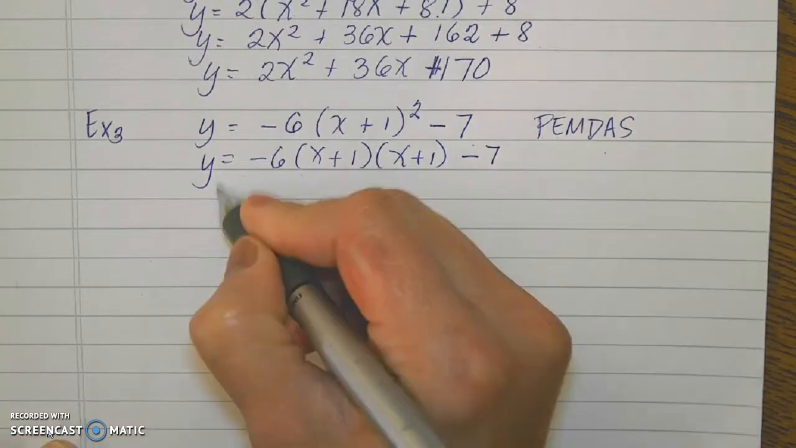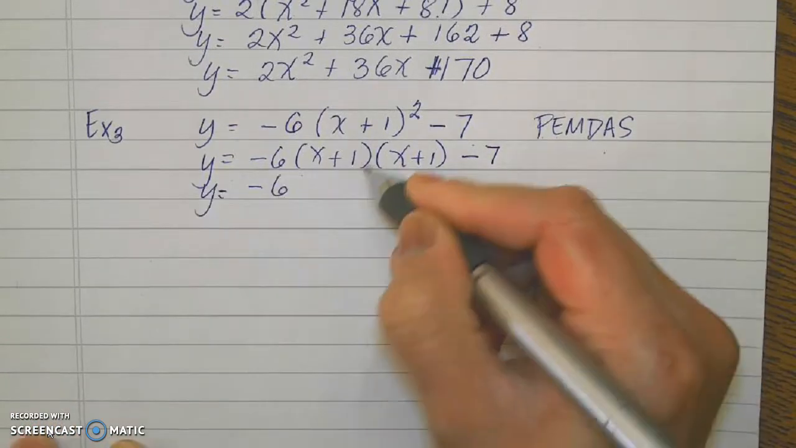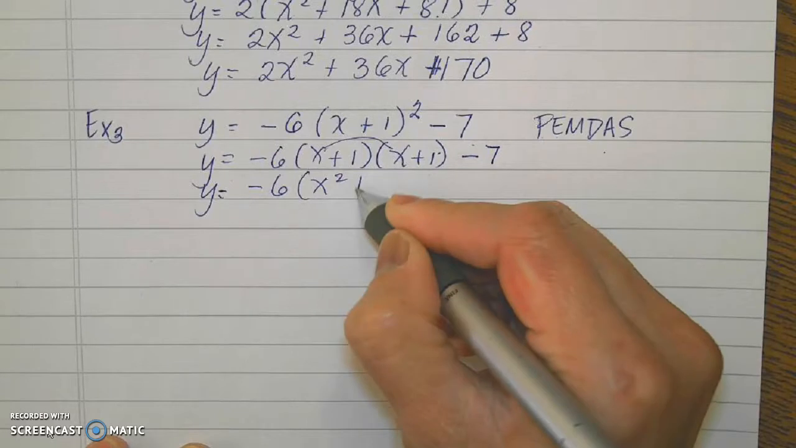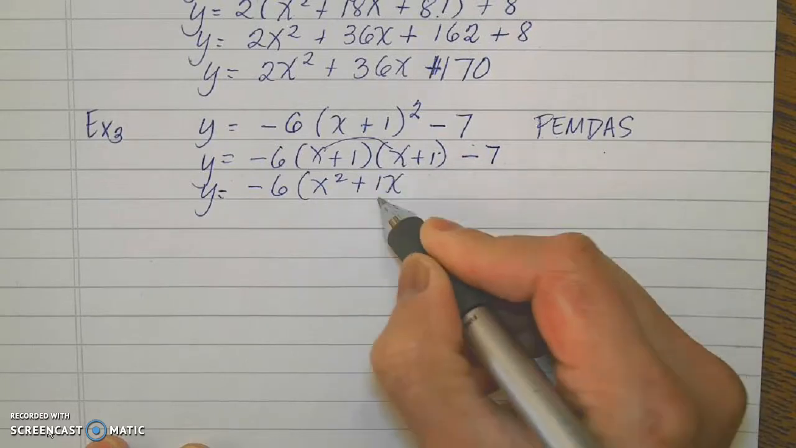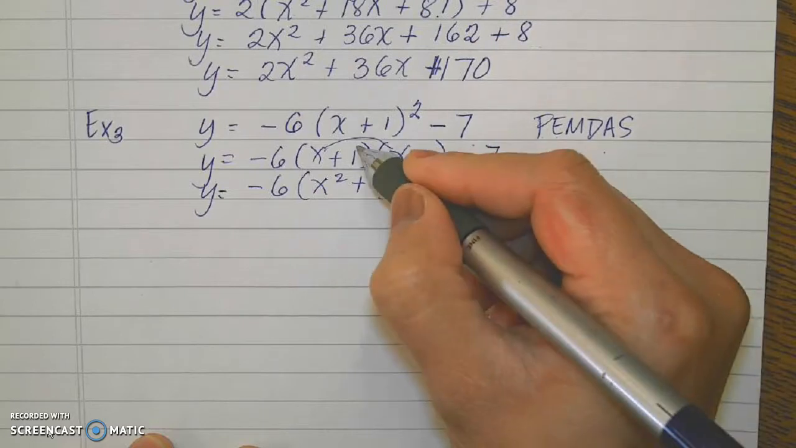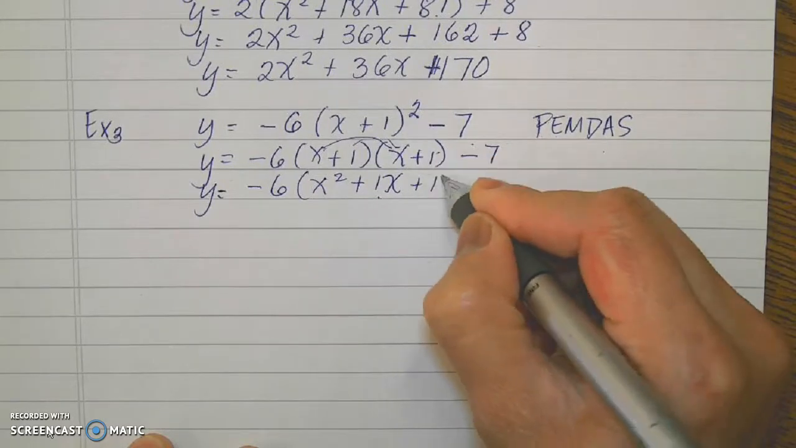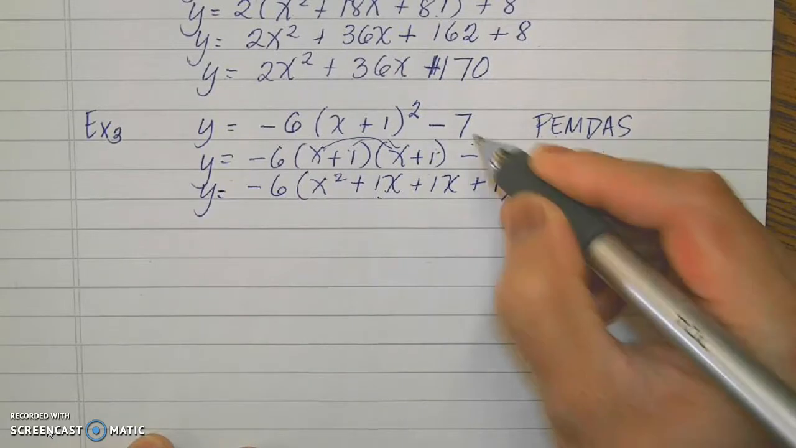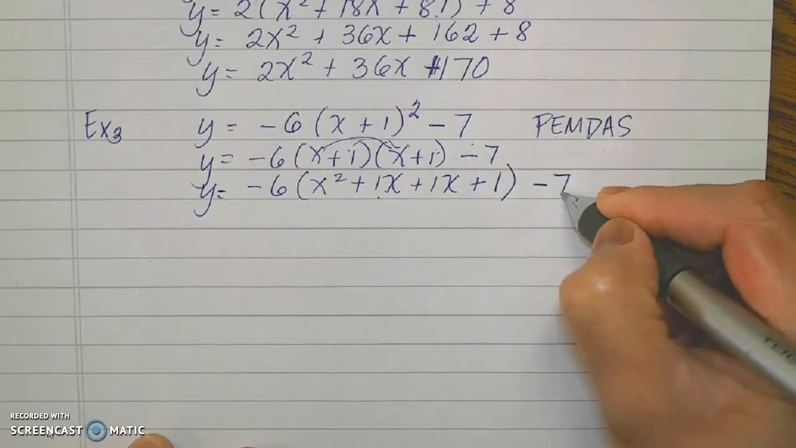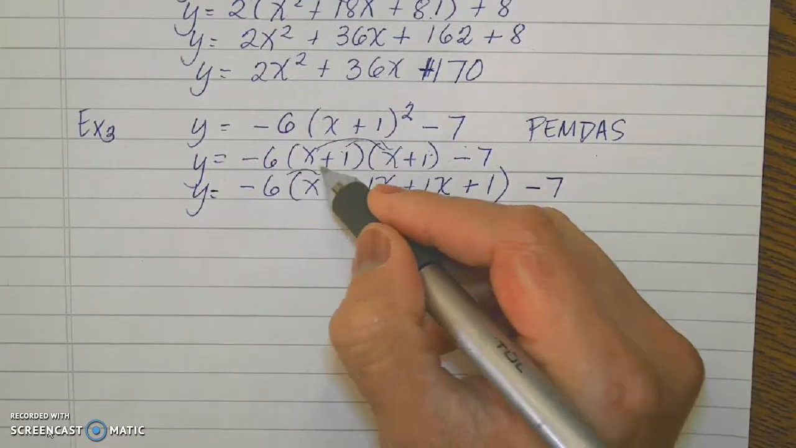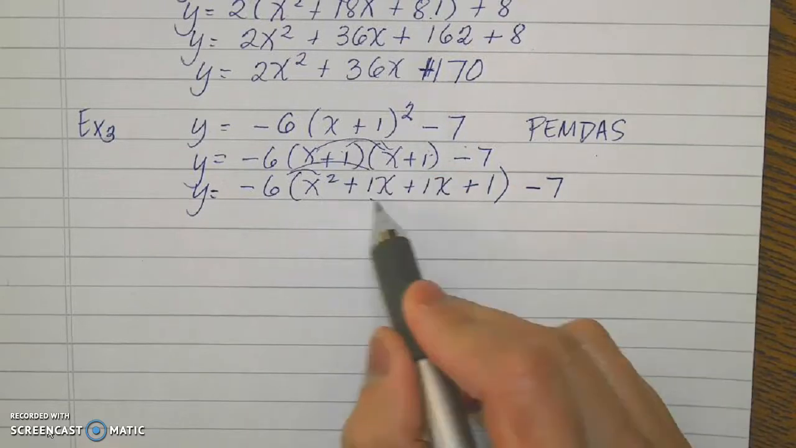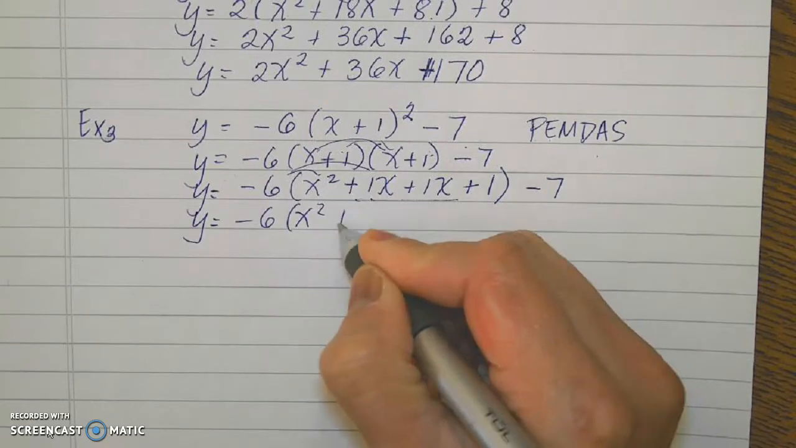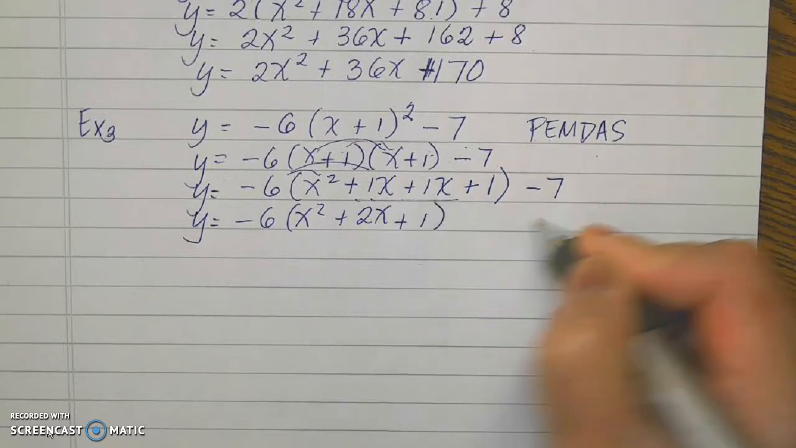Once again, we do that first. This times this is x squared. X times 1 is plus 1x. If you wanted to write 1x for emphasis, you can also do that. Positive 1 times x is positive 1x. Positive 1 times positive 1 is positive 1. And close it. And then copy down the negative 7 outside. Then distribute the negative 6 to all of the, or hold on, we can combine this first. So y equals negative 6 parentheses x squared plus 2x plus 1, close parentheses, minus 7.